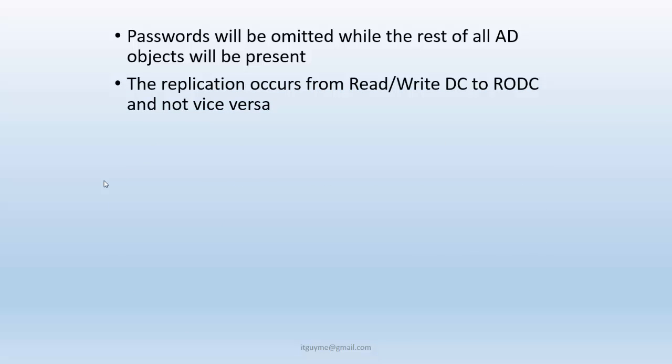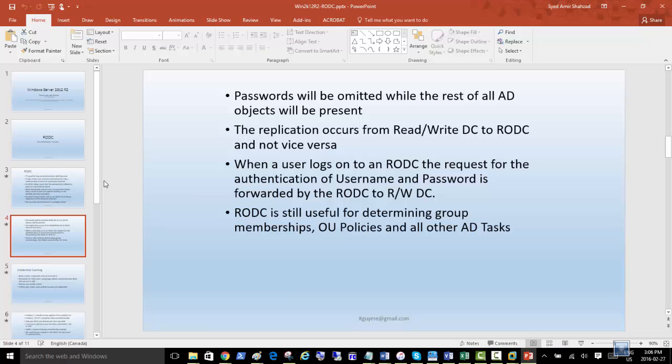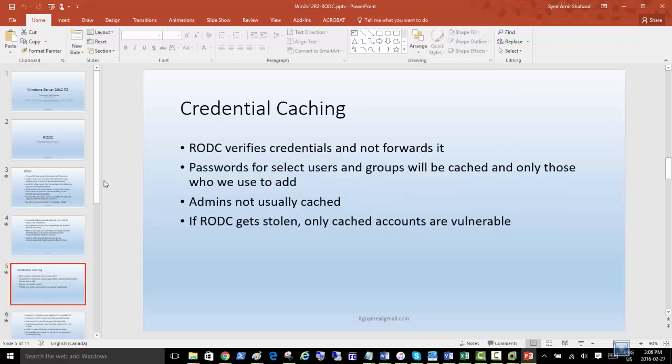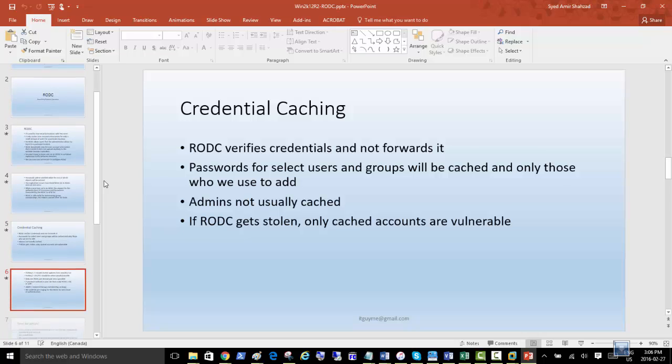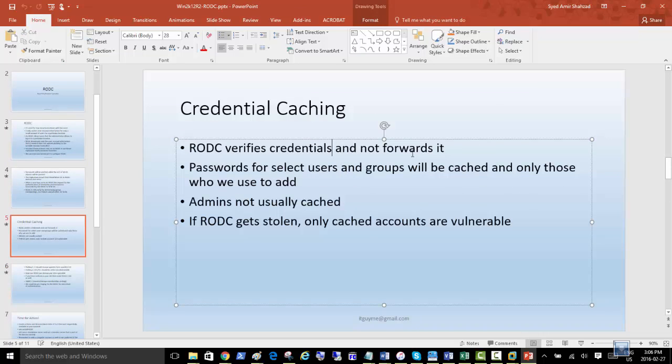The replication occurs from read and write DC to RODC and not vice versa, right? We know that. When a user logs on to an RODC, the request for the authentication of username password is forwarded by the RODC to read and write. Let me just create the diagram. Credential caching. It caches the credentials. So such easy information. Next. Okay, no. So RODC verifies credentials and does not forward them, right? Passwords for select. What is caching? Cache.